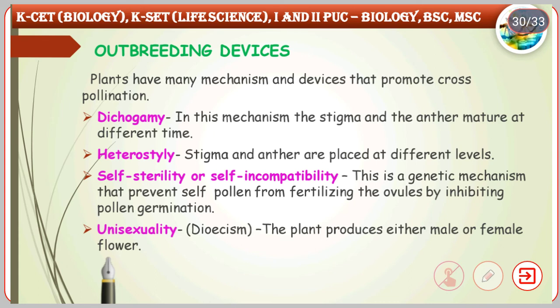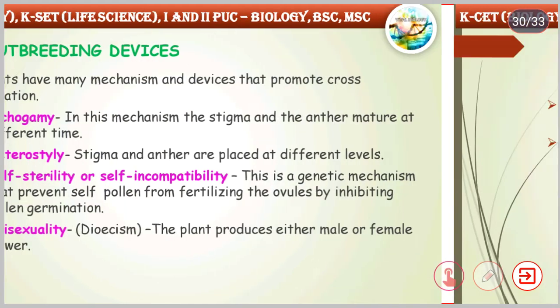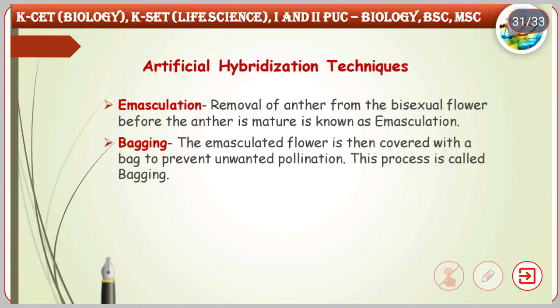That is dioecy. The plant produces either male or else female flowers. Okay, so this is another device. So let's move on to the next slide, that is artificial hybridization techniques. There are two artificial hybridization techniques given in your textbook, but there are more techniques that are used for artificial hybridization. Here, in the second PU biology book, they have mentioned only two.